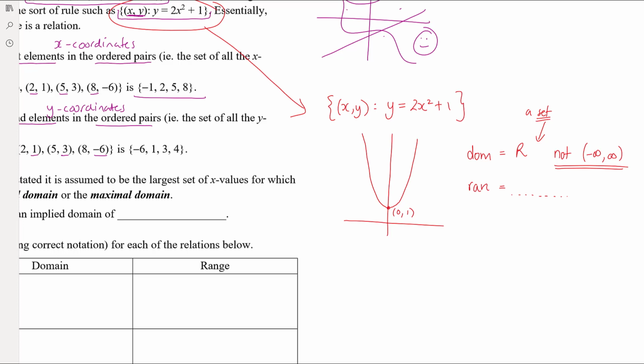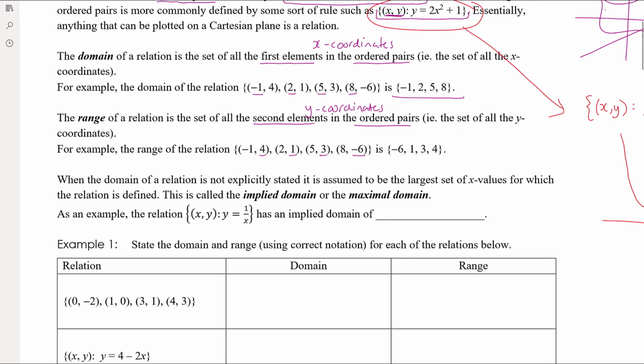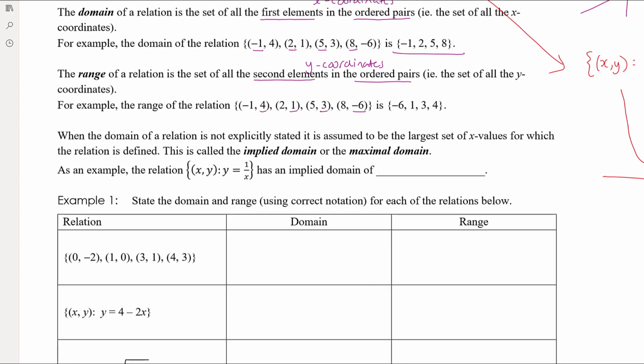Okay, then we think about the range, so all the y values for which this graph exists, okay? So this graph doesn't exist anywhere down here. There's no parabola happening down here, okay? It only exists at y equals 1, and then for all the y values above that, okay? So in terms of the range, it's an interval that starts at 1 and includes 1, and it goes up to infinity, okay?